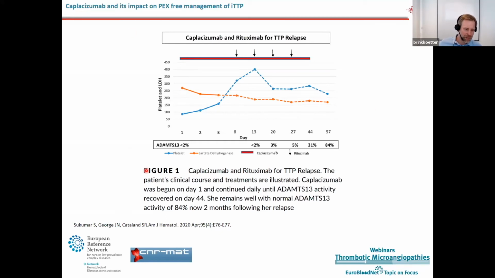And this is basically the outcome. So here you have the low ADAMTS13 activity, platelets slightly below 100,000. And she received Caplacizumab, and within 3 days, the platelet count normalized, and we see a little bit of an overshooting response, and then it reaches the normal levels for this patient. And she received 4 doses of rituximab, and after 60 days, the ADAMTS13 activity was back up to normal levels again.